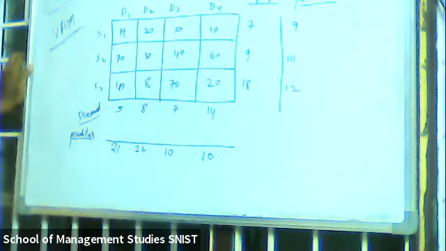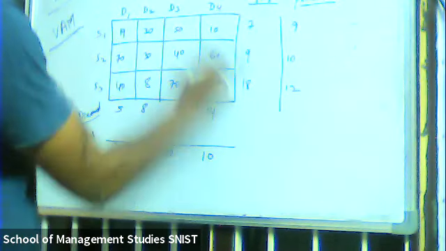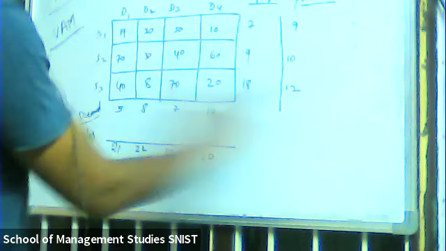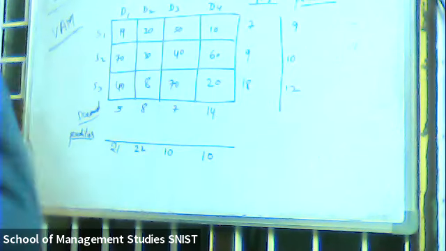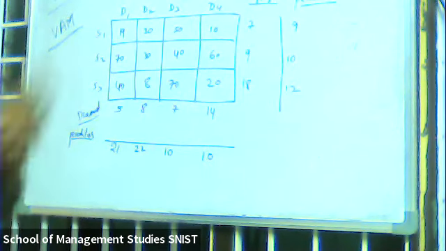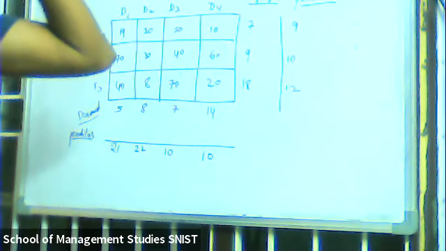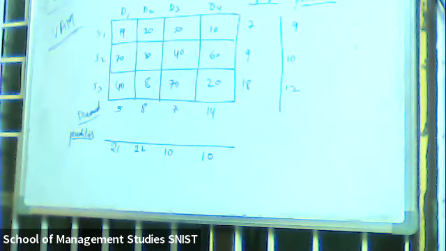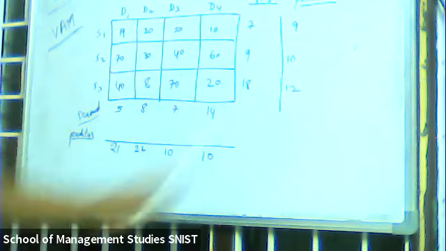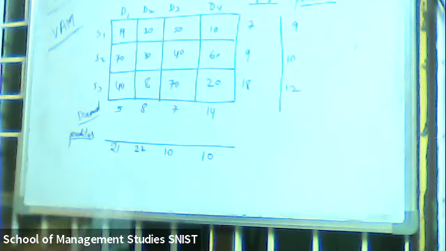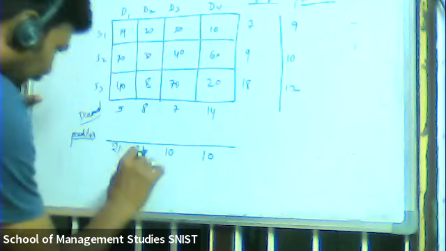So now we got penalties of the first row, second row, third row, and the penalties of the first column, second column, third column, and fourth column. Okay. Now listen. Check these penalties: 9, 10, 12, 21, 22, 10, 10. Which one is the maximum? 22. So identify that.